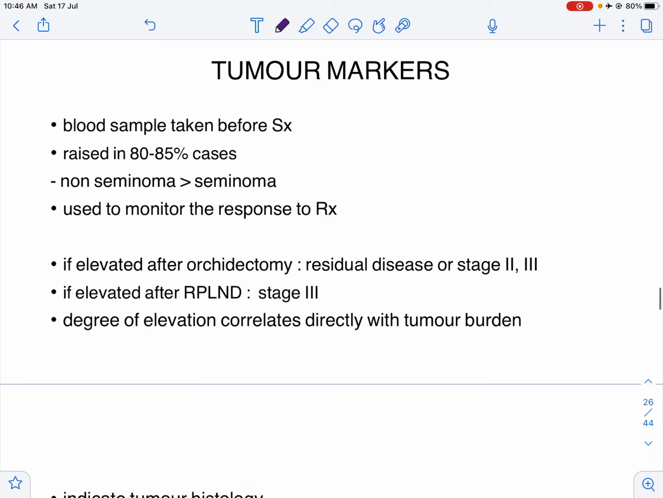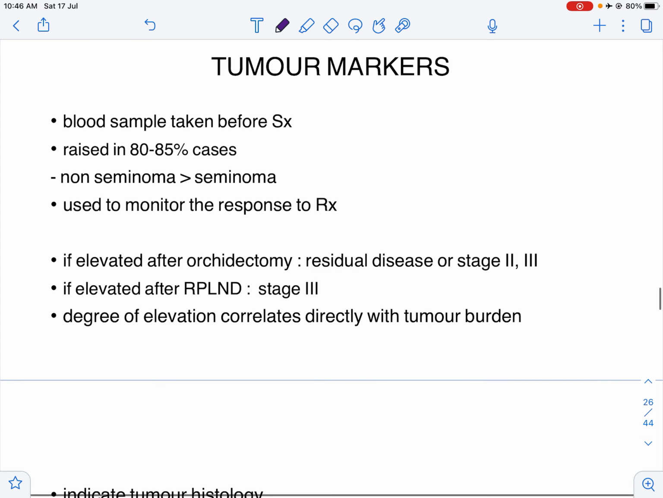Now, the tumor markers are measured before surgery. A blood sample is taken before surgery. It is raised in approximately 80 to 85% of cases, so it is raised in a good number of tumors. The tumor markers are more likely to be raised in non-seminomatous tumors than in seminomatous tumors, and they are used to monitor the response to treatment.